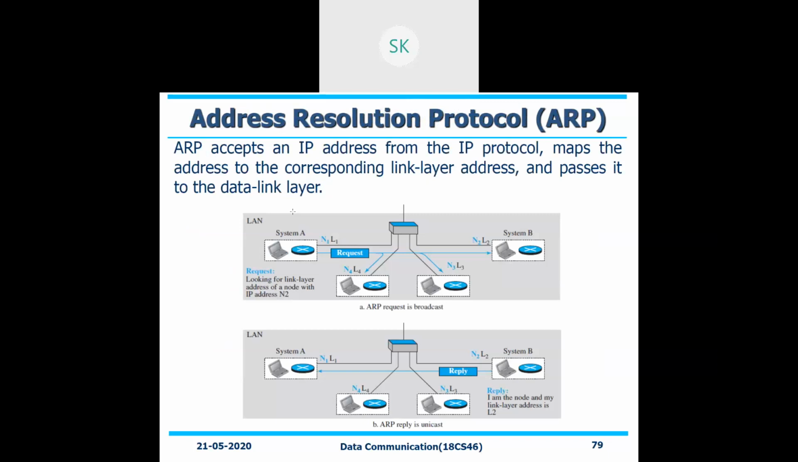In order to have the mapping of those addresses, we require Address Resolution Protocol. What will this Address Resolution Protocol be doing? It accepts an IP address from the IP protocol, maps the address to the corresponding link layer address, and passes it to the data link layer.